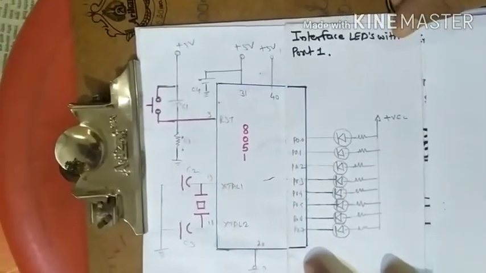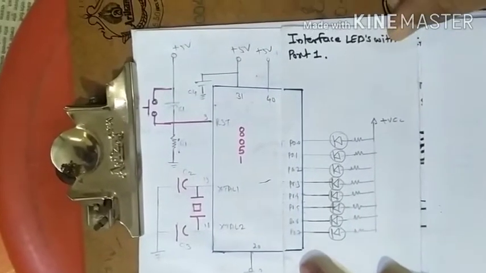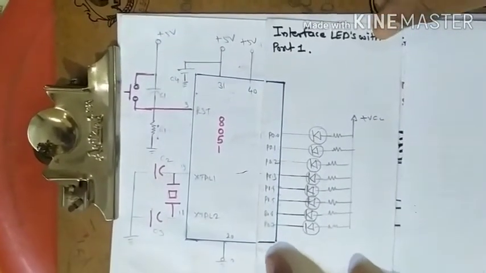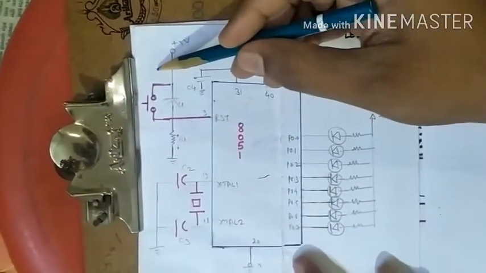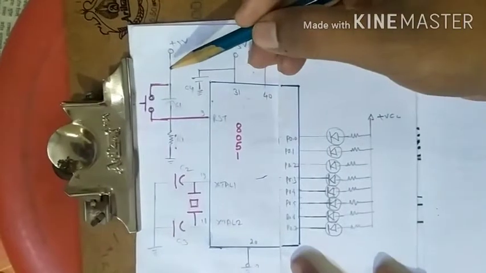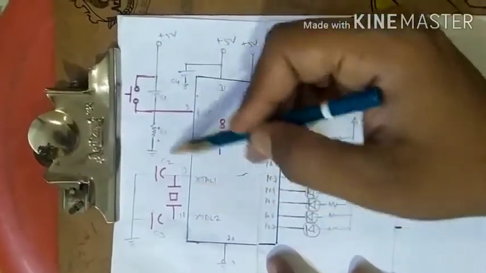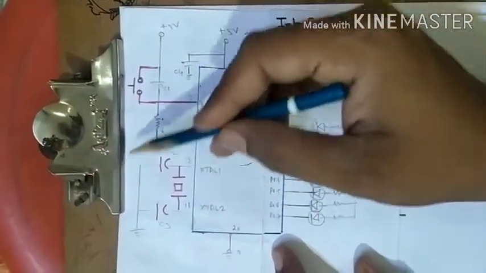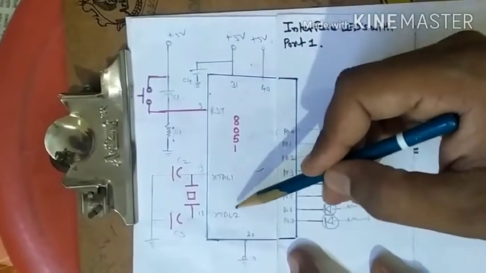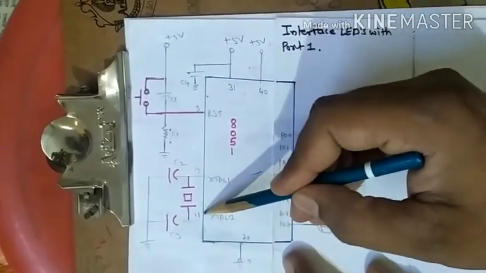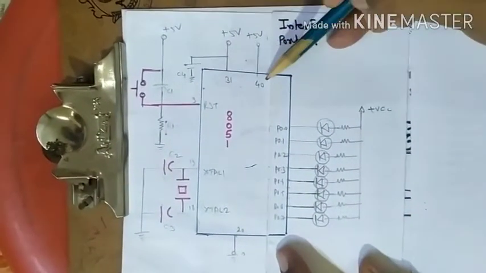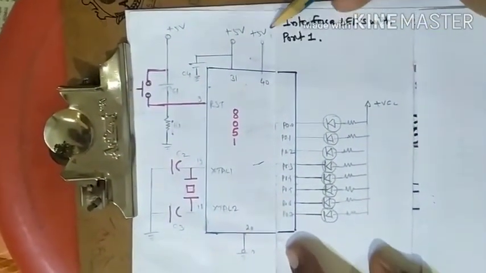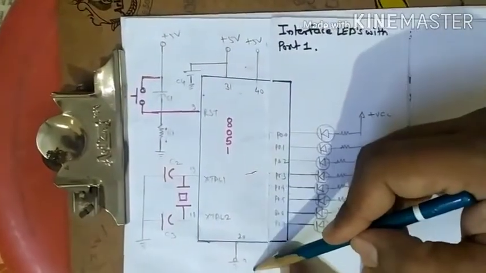See this interfacing diagram of the 8051 with 8 LEDs. Okay, so this is the 8051. This is the reset circuit as we already saw in stepper motor interfacing, and this is the frequency generator or oscillator circuit. Here XTAL 1, XTAL 2 are pin numbers 19 and 18. Here is the reset pin, which is pin number 9. Here is pin number 40, which is plus VCC, and this is pin number 20, ground.